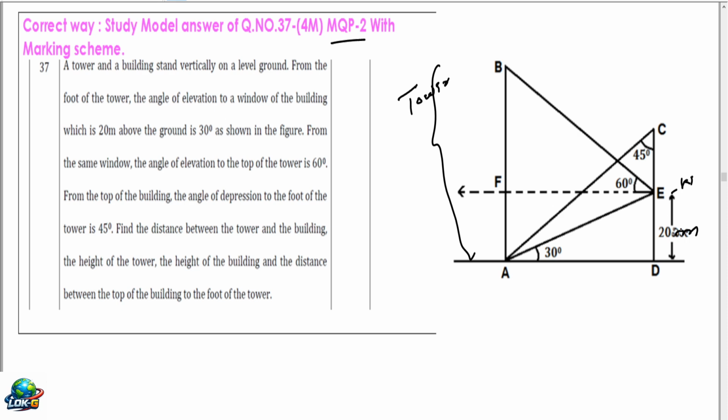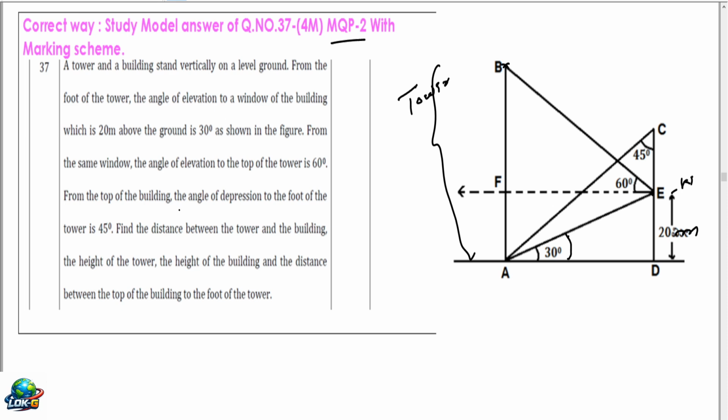Sometimes they will not give you a diagram. You have to draw it. The angle of elevation of the window above the ground is 30 degree. This angle will be 30 degree, they have given. From the same window, the angle of elevation of the top of the tower is 60 degree, right? Parallel lines here, let it cut at EF. And from this point, this is the height of the tower. This angle of elevation is 60 degree, they have given.